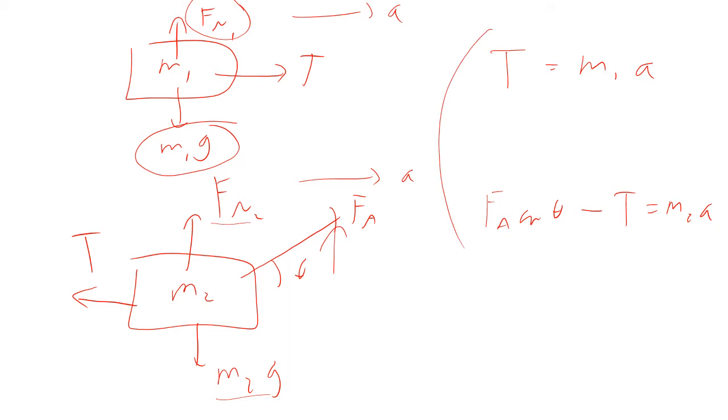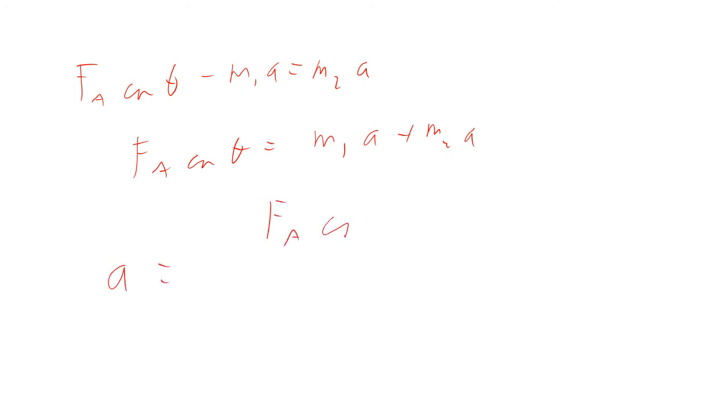I said, well, I got 2 equations, 2 unknowns I need to solve. Well, this is easy. T equals this, so I can plug that in right there for T. So we have Fa cosine theta, okay, that's minus the tension, so that's going to be minus M1A equals M2A. And so Fa cosine theta equals M1A plus M2A. So A equals Fa cosine theta divided by M1 plus M2.